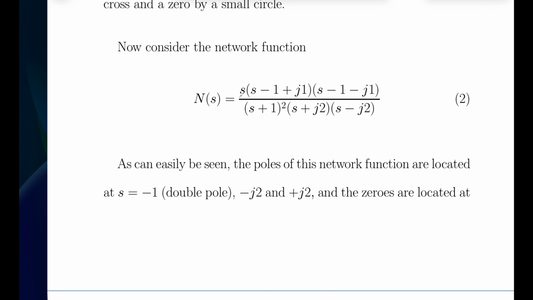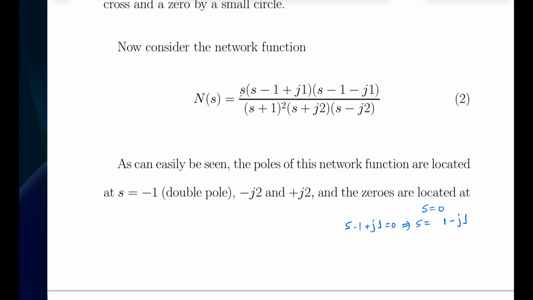So we have a zero at s equal to 0. Another zero appears when the second factor in the numerator, that is s minus 1 plus j1, becomes 0. That is, s minus 1 plus j1 is 0. That means we have a zero at s equal to 1 minus j1.